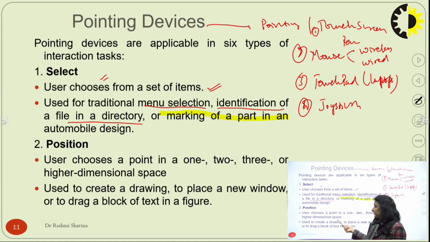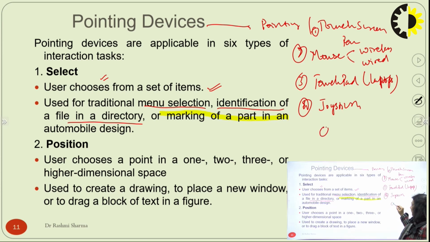Then I have to position. The user chooses a point in 1, 2, 3 or larger dimensions to keep that on a specific position. It is used to create drawings, like the drawing which I am creating. So we are pointing it, we are positioning it at a specific location.